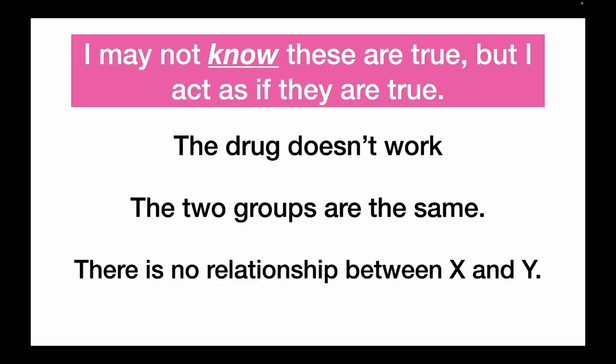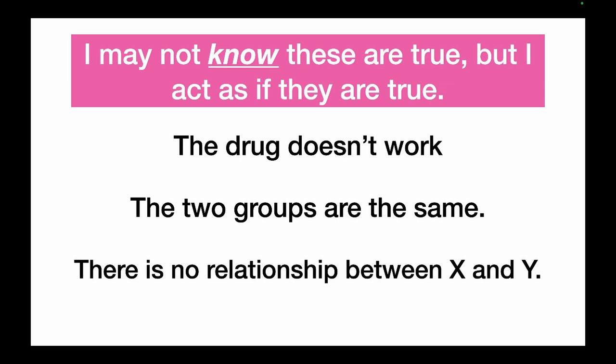So here are some common null hypotheses, and I may not know these are 100% true, but I'll still act as if they are true if I fail to reject the null hypothesis. The drug doesn't work. When I don't find evidence the drug works, I'm not going to use the drug, so it might as well not work. The two groups are the same. If I didn't find evidence that the groups are different, I'm not going to act like they're different. I'm going to act like they're basically the same.